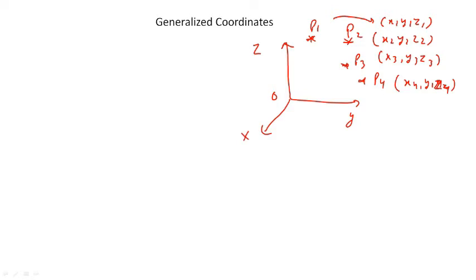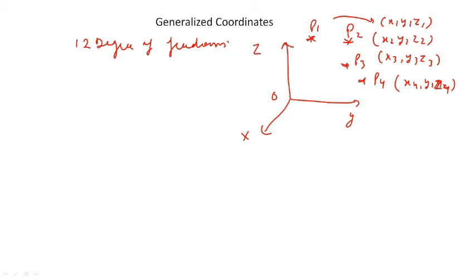Right? So now for this dynamical system, if you have to specify its position, then you will require 12 Cartesian coordinates, or there will be 12 degrees of freedom of this system. Now you see that as the number of particles is increasing, the number of Cartesian coordinates required is increasing, or degrees of freedom are also increasing.